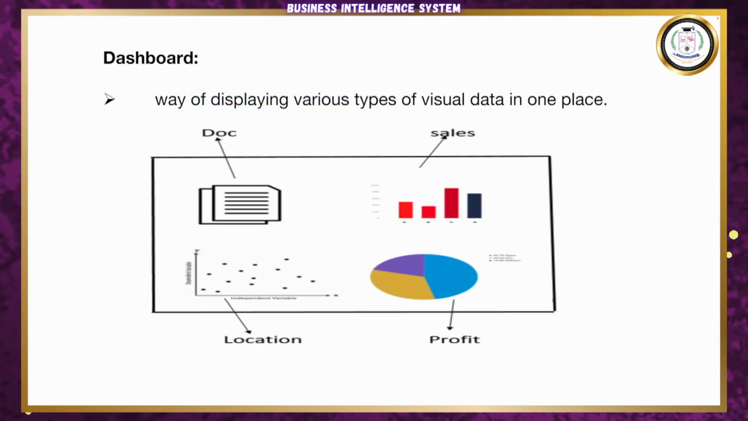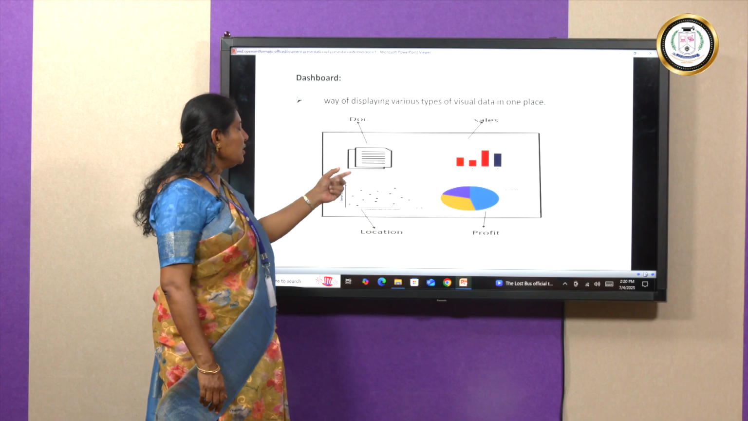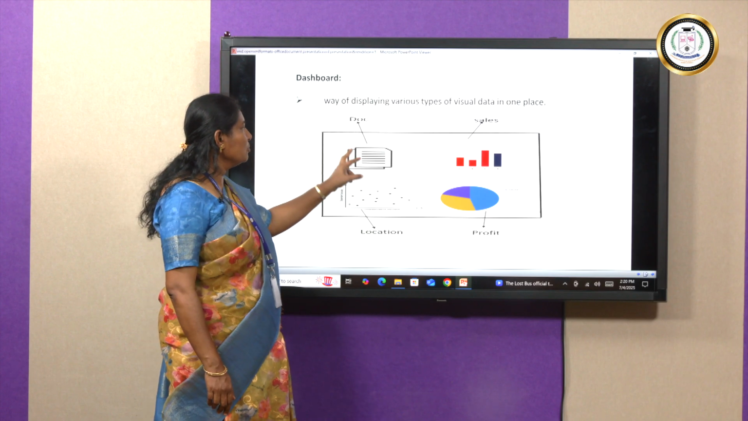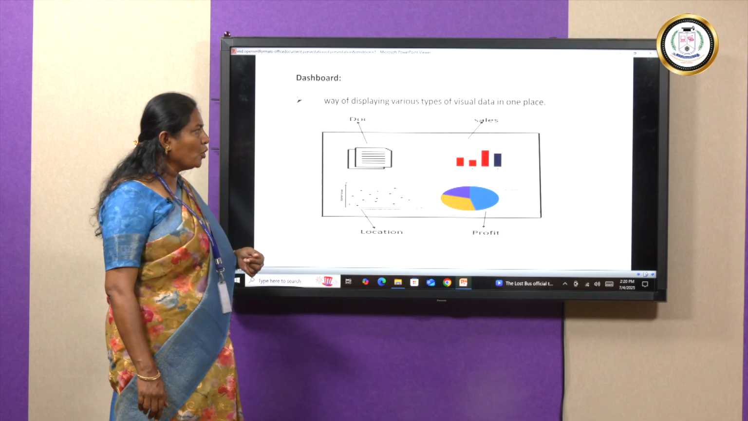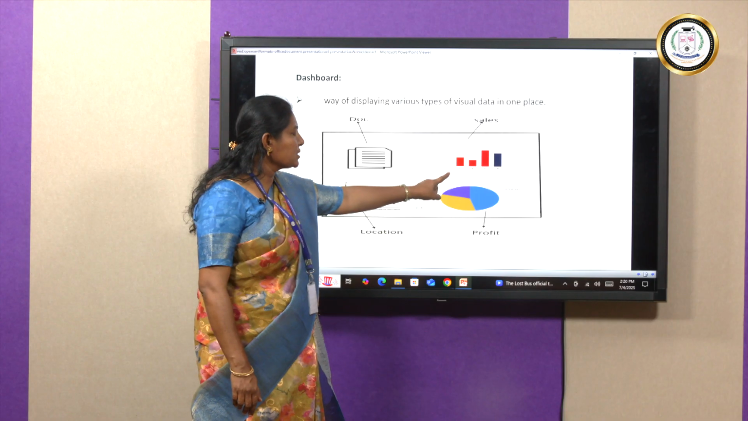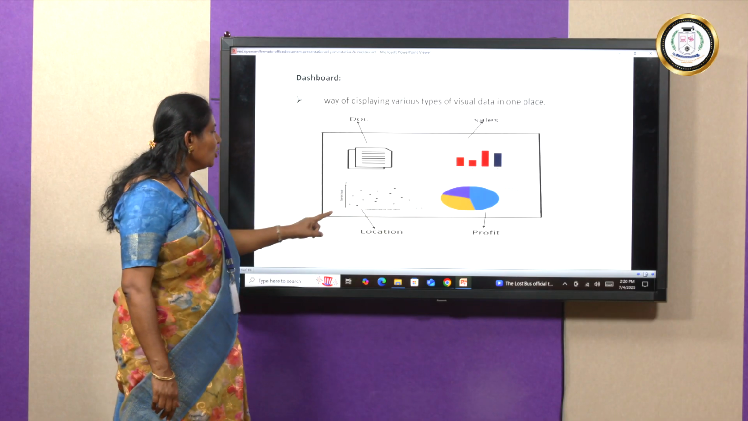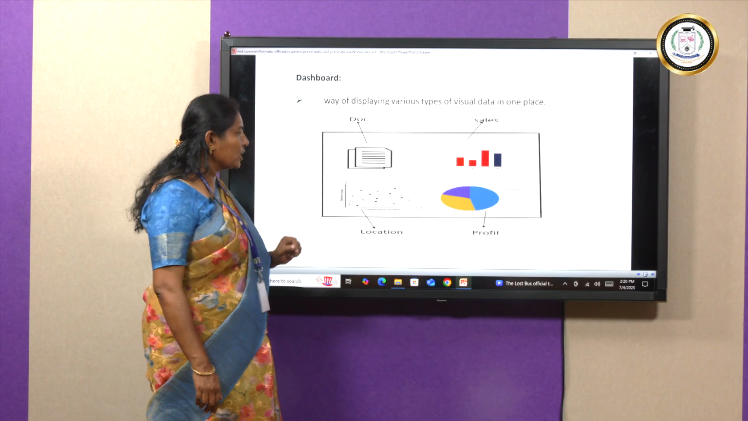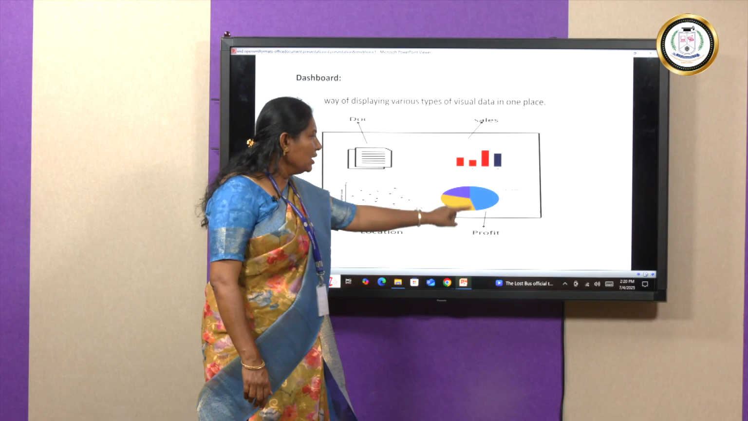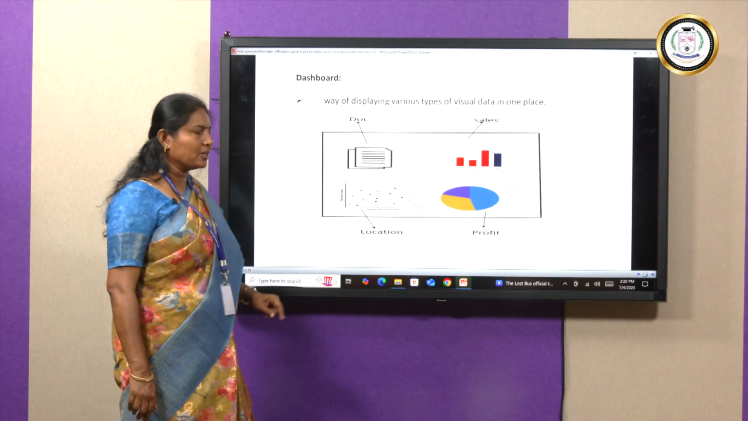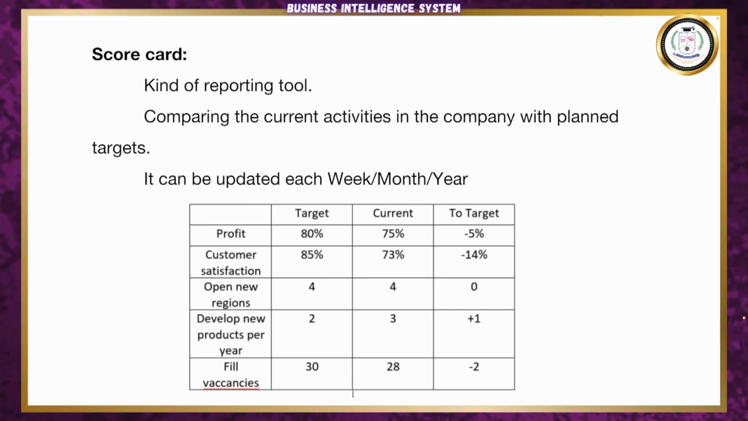Here is an example of a dashboard. Mainly a dashboard is used to display various types of visual data in one place. See this example. Here our document is shown in the form of a report. Sales are represented by a column chart, location by a scatter plot, and profit by a pie chart. Then this is an example of a scorecard.